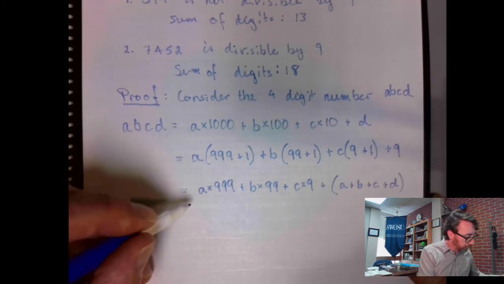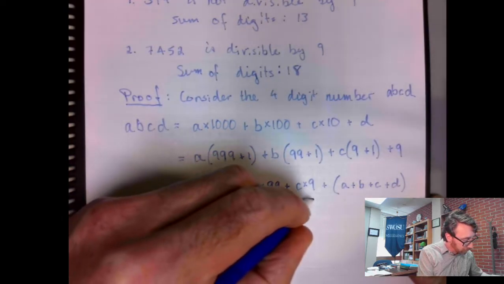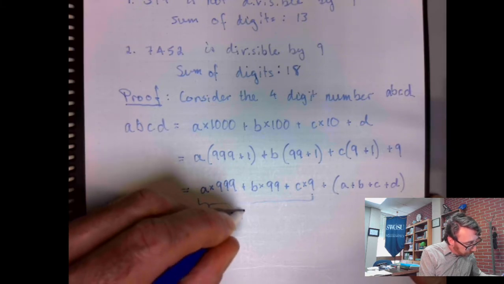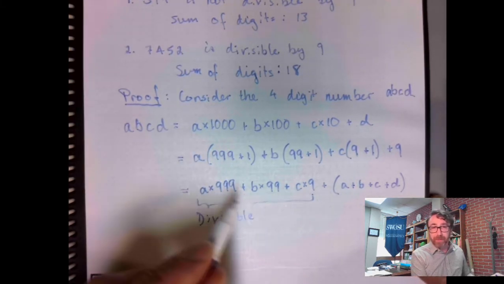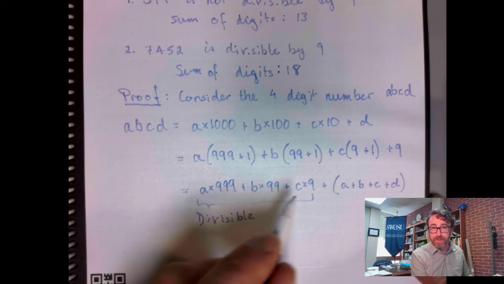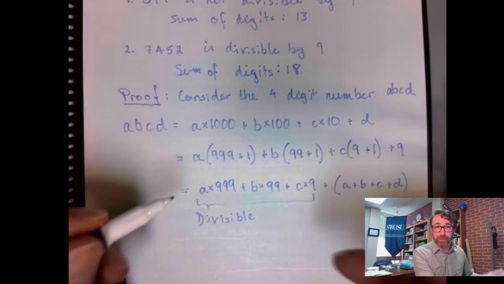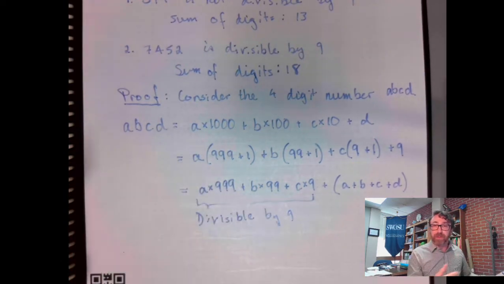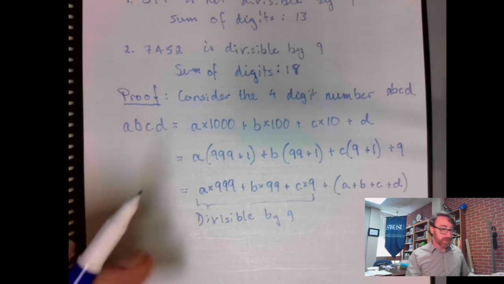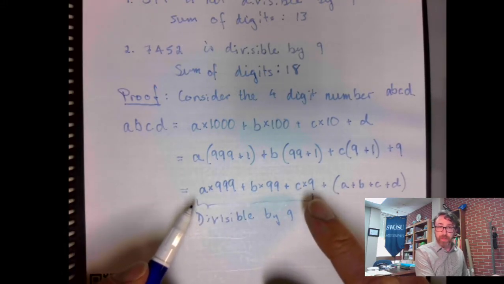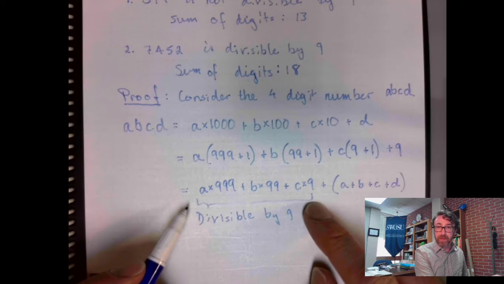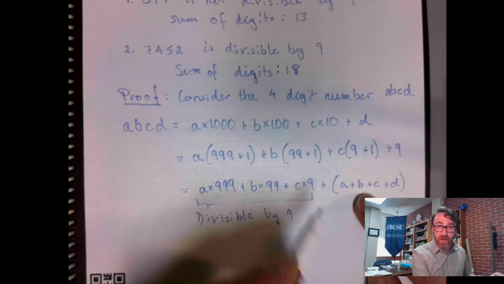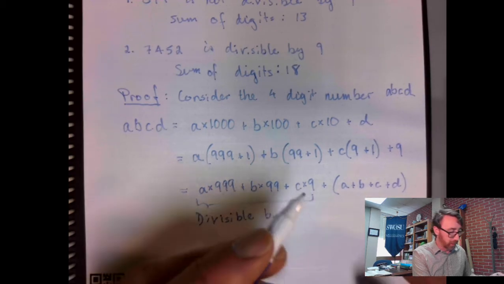Okay. Now here's the point. This is definitely divisible by 9. This part of the sum has to be divisible by 9 because 9 goes into this, 9 goes into this, and 9 goes into this. So 9 will divide that total. So by the divisibility lemma that we talked about in the last video, I've got a total of 2 numbers. This number is divisible by 9. The total will be divisible by 9 exactly when this other number is divisible by 9.